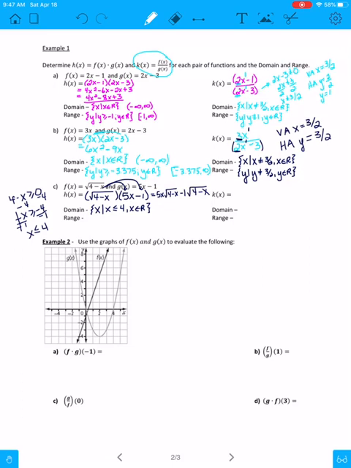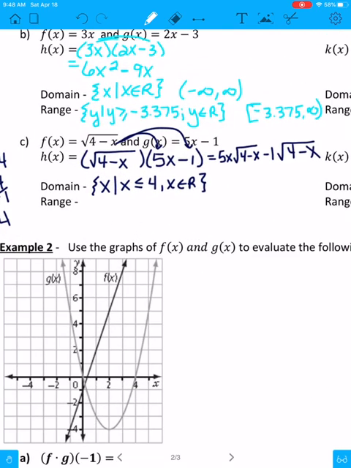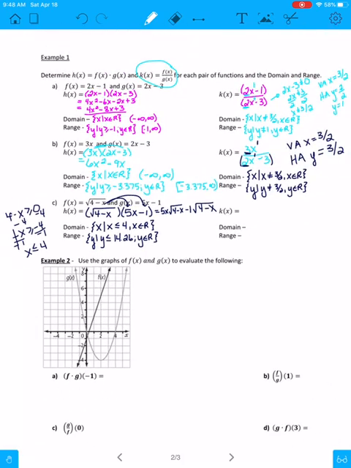So I'm going to go second, trace, maximum. Left bound of the maximum, enter. Right bound of the maximum, enter. And I get it at 14.26. So my range is going to be y such that y is less than or equal to 14.26. So you're going to be using your calculator for this, y ∈ R, to find your range by plugging that equation in.